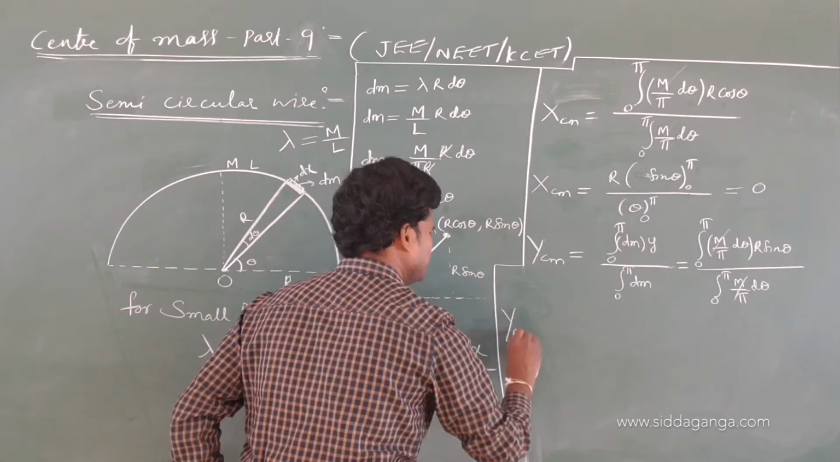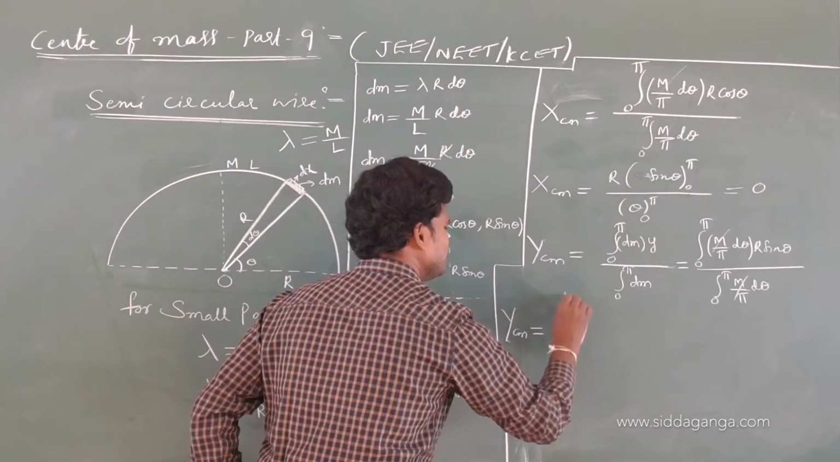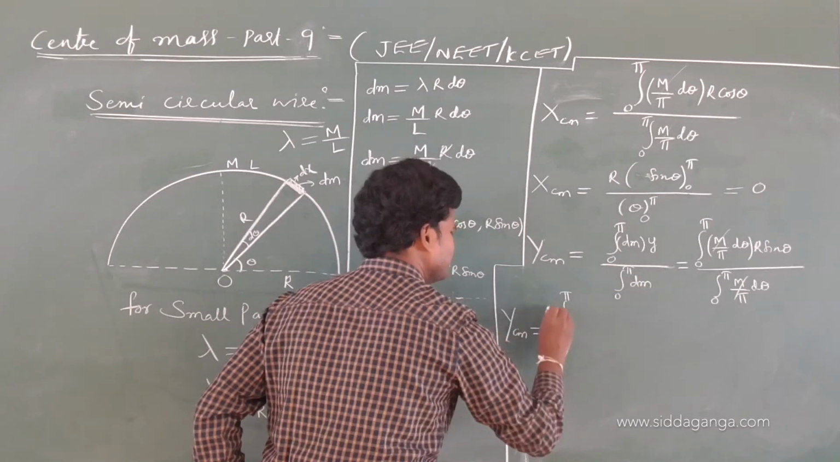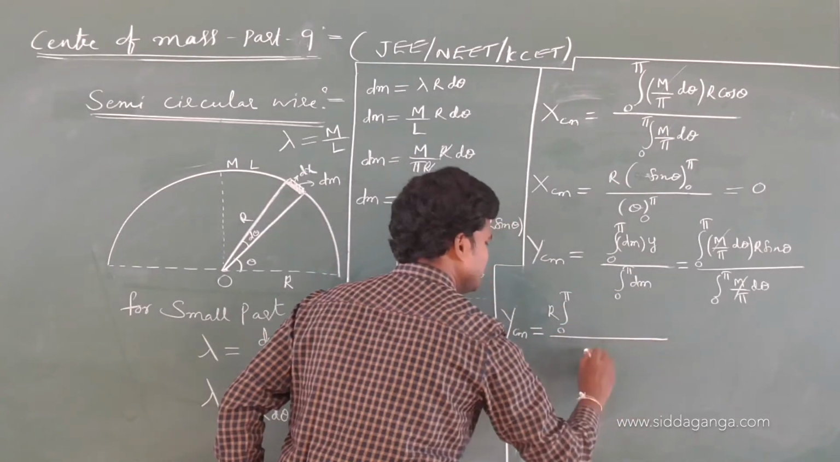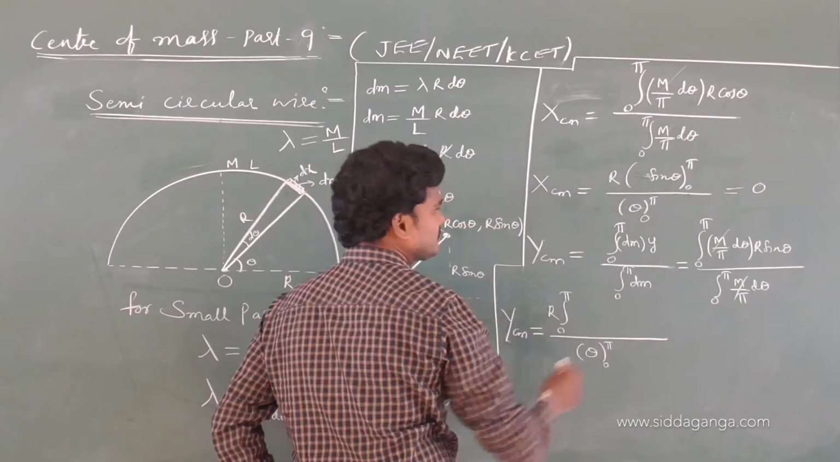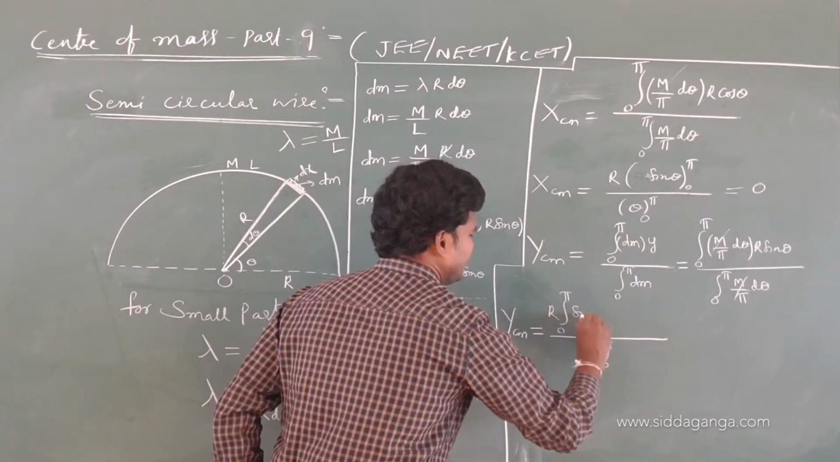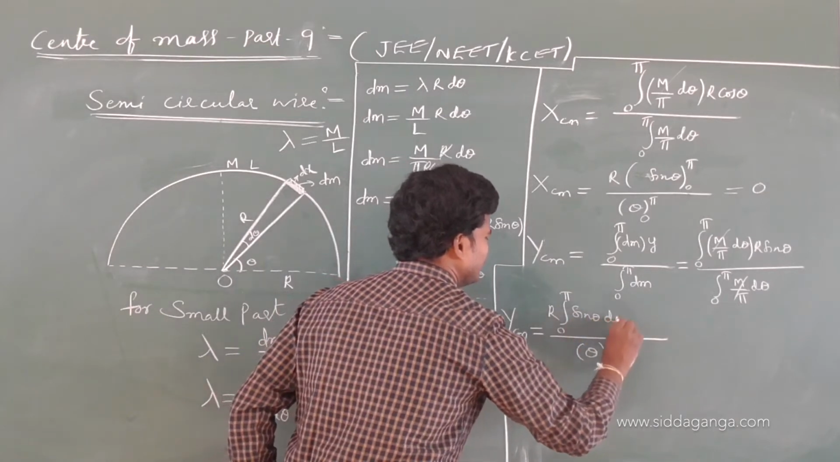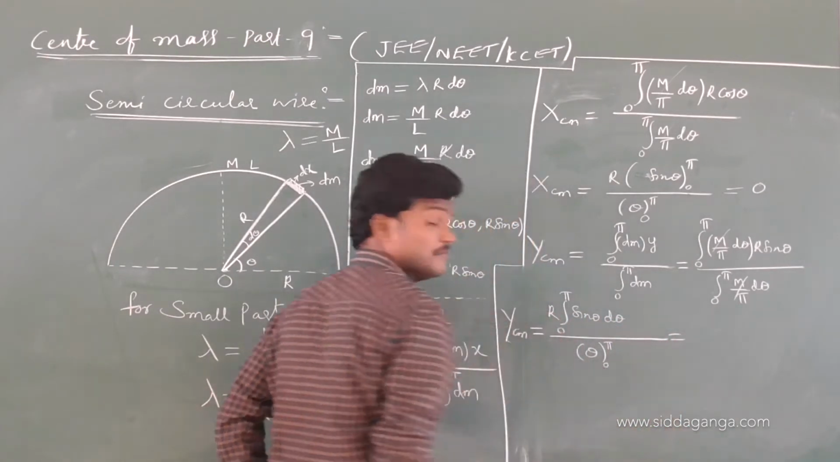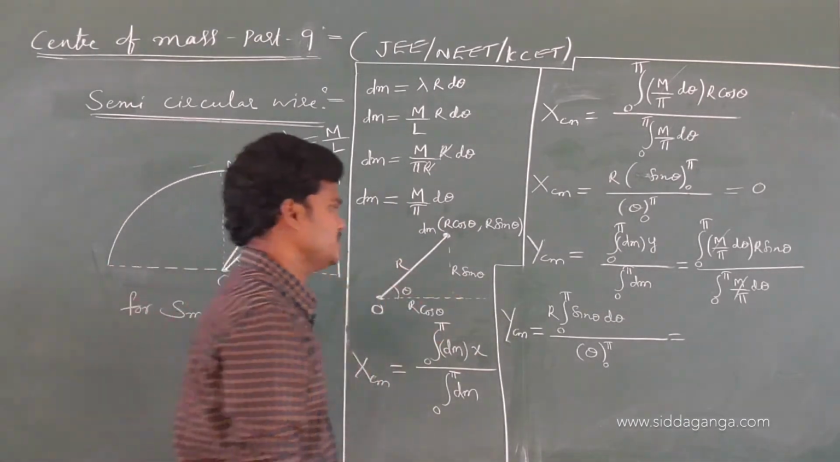Now y_cm is the integration from 0 to pi. You write r outside. This is theta, 0 to pi. Integration of d theta is theta. R is outside, sin theta d theta. What is the integration of sin theta? Minus cos theta. Okay, you remember all those things. Integration of sin theta is minus cos theta.